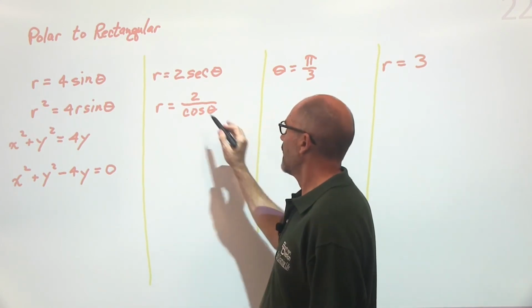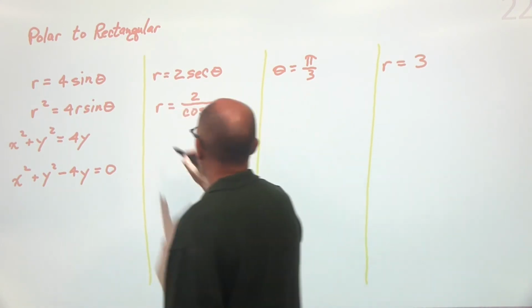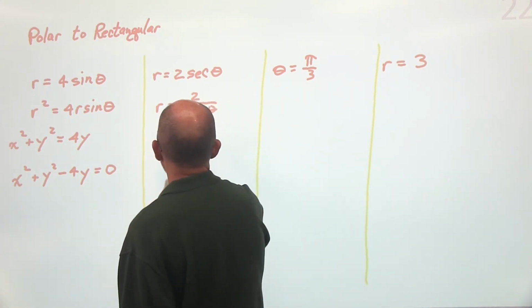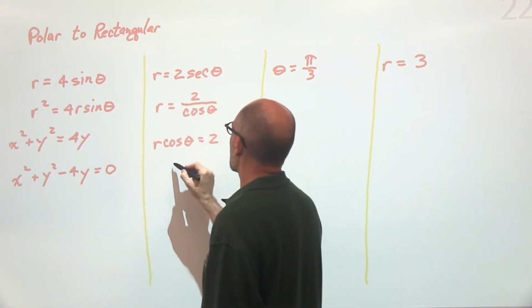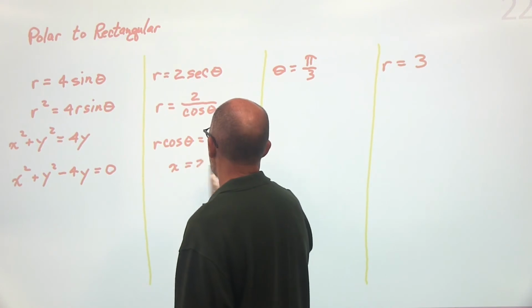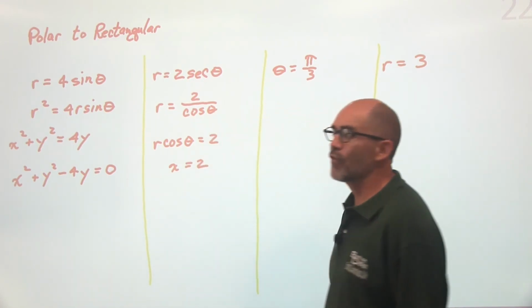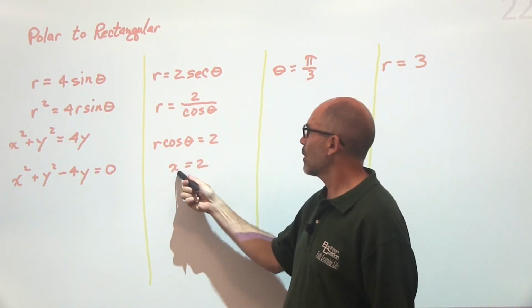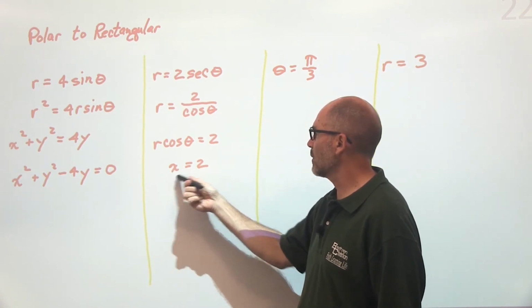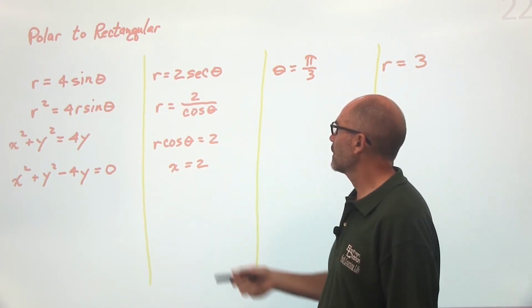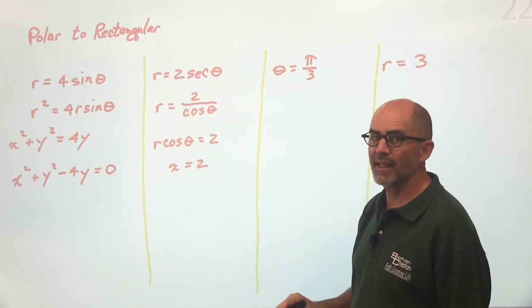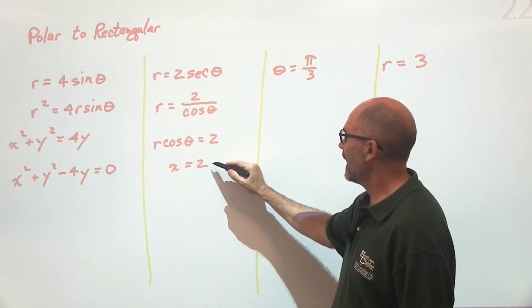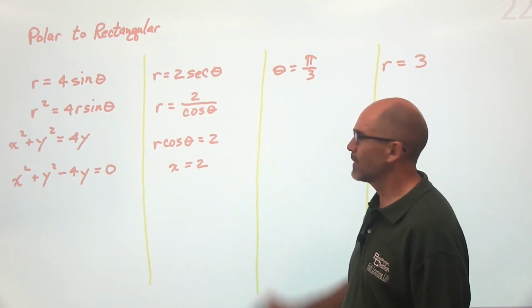Now I can see if I multiply cosine theta over to the left, I have r cosine theta equals 2. Now r cosine theta is x. That's it, game over. I have no more r's or thetas. I have nothing but x's and y's, and that's it, x equals 2. So r equals 2 secant theta is basically a vertical line that goes down through x equals 2.